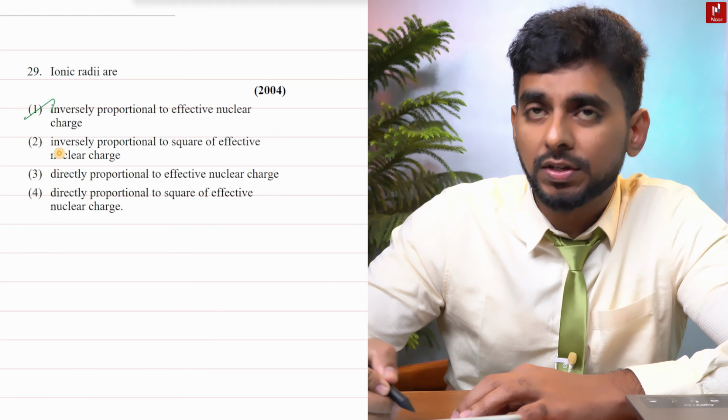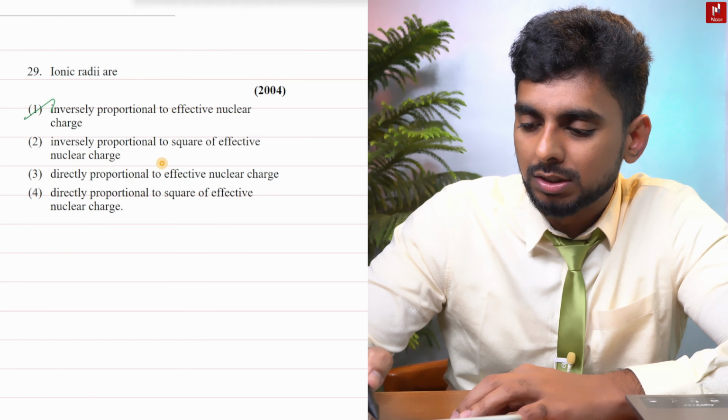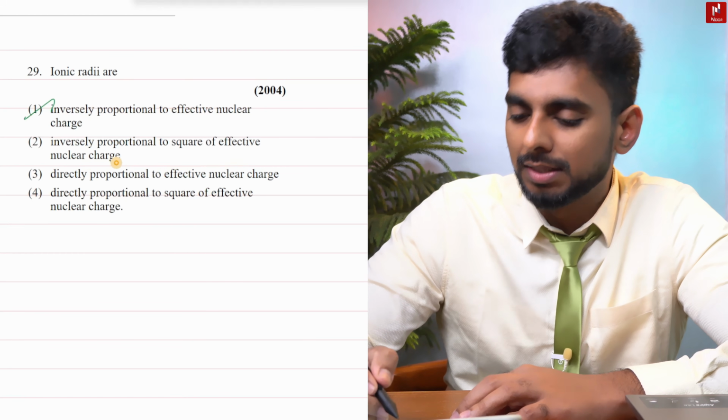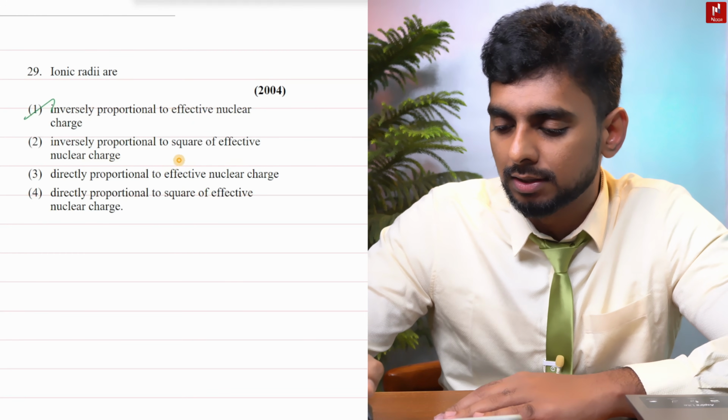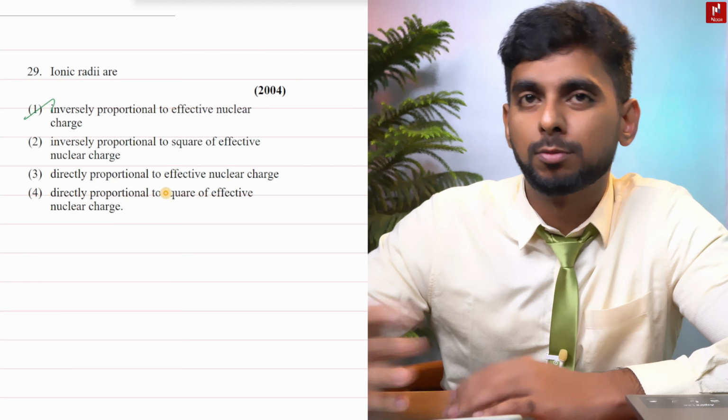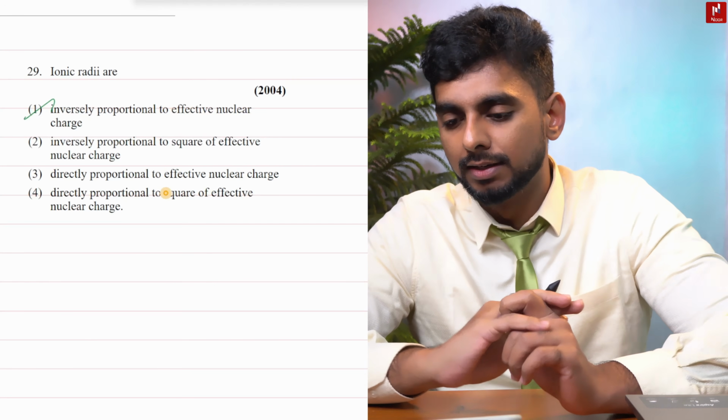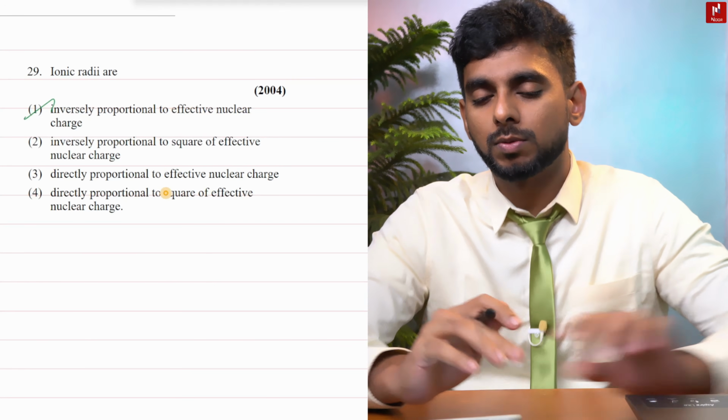Let me read the other three options. Inversely proportional to the square of effective nuclear charge. That doesn't make sense because it is just inversely proportional, that's it. Directly proportional and directly proportional, those wouldn't be my answer, right? Simple, straightforward sum. Let's move to the next one.